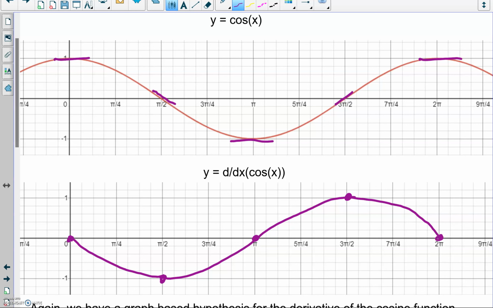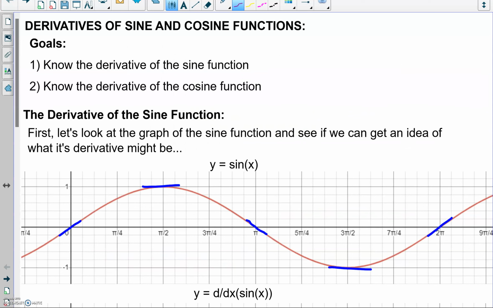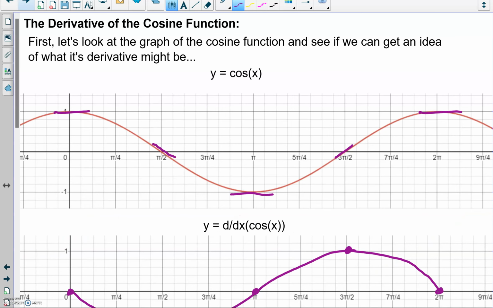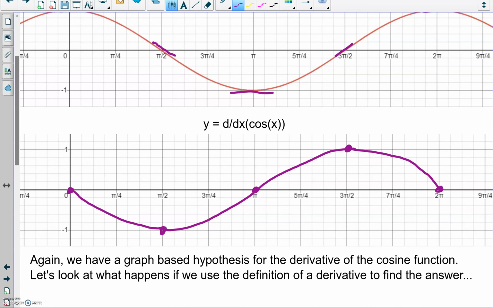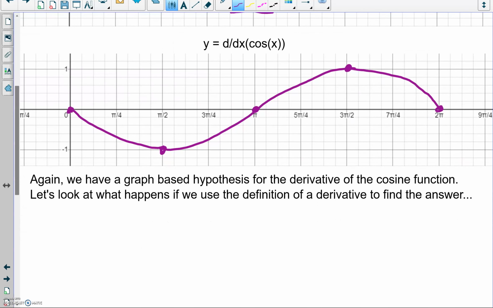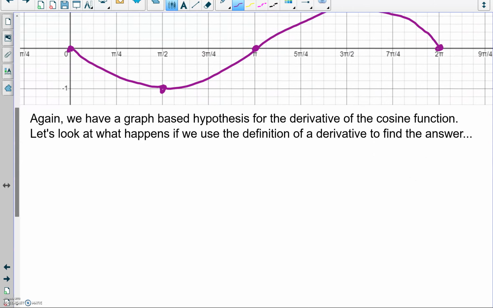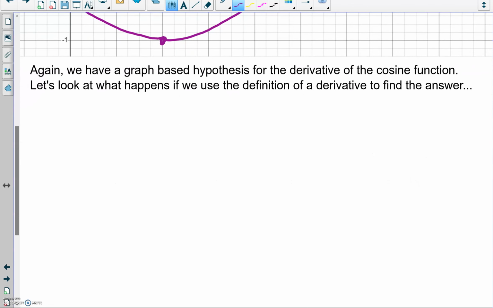And when I look at this, it's like, oh, that looks kind of familiar. If I look back even at this first page, it looks kind of familiar to the sine, but instead of going up from 0, I go down. Everything else looks good. So really what this looks like is a reflected over the x-axis sine graph, which would actually just be the negative sine of x. So my hypothesis then is that the derivative of the cosine is actually the negative sine of x. So again, let's go ahead and see what happens with the definition of the derivative.